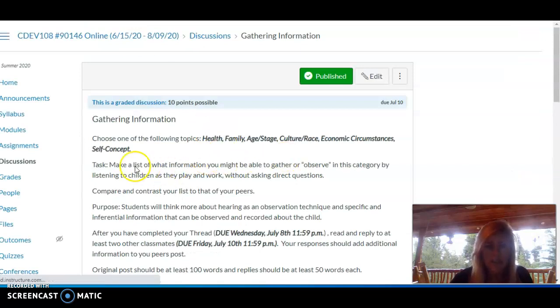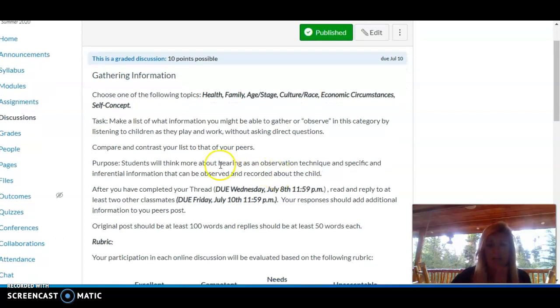So under this, it says choose one of the topics under health, family, age stage, culture, race, economic circumstances, or self-concept. So you're going to choose one of the following tasks. You are going to make a list of what information you might be able to gather or observe in this category by listening to children as they play and work without asking direct questions. Okay, again, you're picking one of these, and then you're going to make a list. Then you'll compare and contrast a list of your peers.